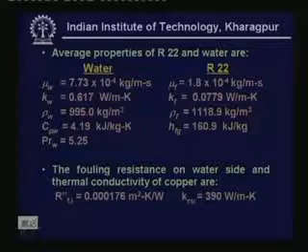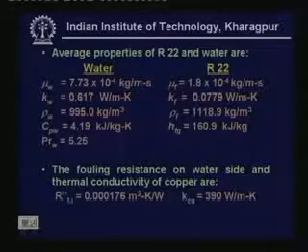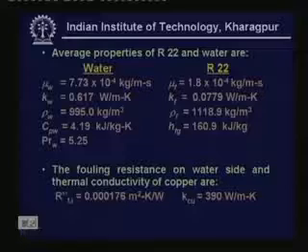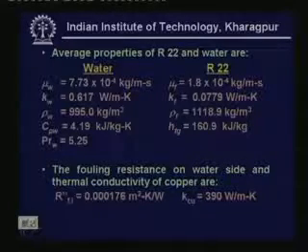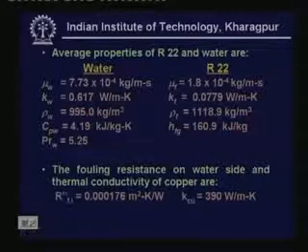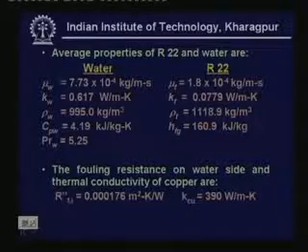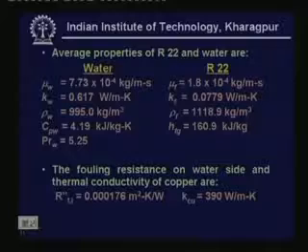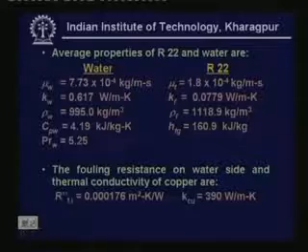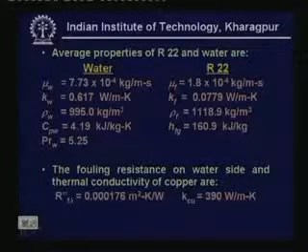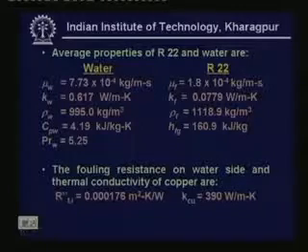Pr is Prandtl number. And for R22, the average properties are viscosity is 1.8 into 10 to the power of minus 4 kg per meter second. Thermal conductivity Kf is 0.0779 watt per meter Kelvin. Density is 1118.9 kg per meter cube, and latent heat of vaporization is 160.9 kilojoule per kg. This is the condensing temperature, and it is also given in the problem that the fouling resistance on water side is 0.000176 meter square Kelvin per watt, and the thermal conductivity of copper is given as 390 watt per meter Kelvin. So, this is how the problem is stated.